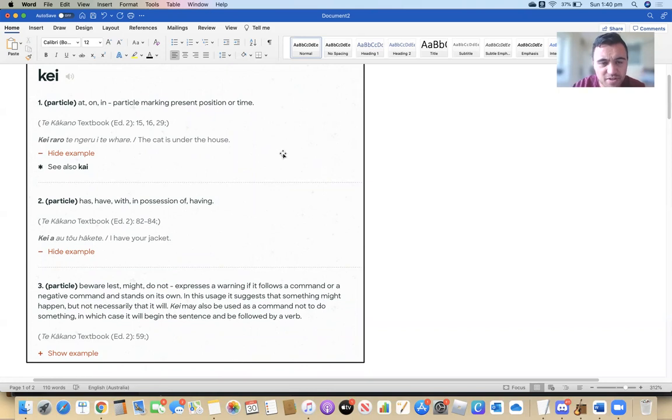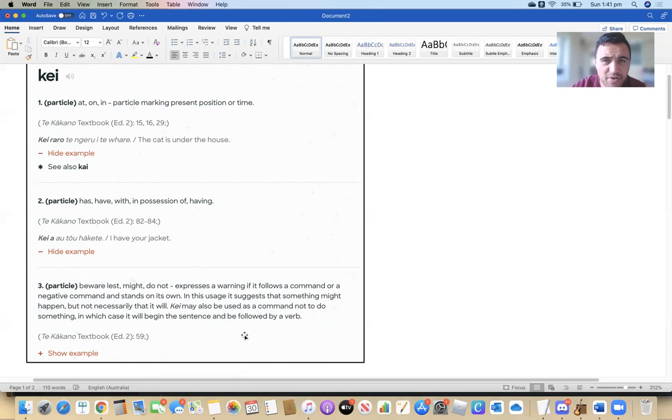But something that you don't often see in textbooks and literacy for beginners anyway, is this definition down here, where kei is a particle. It means beware lest, might, do not. Expresses a warning if it follows a command or a negative command and stands on its own. In this usage, it suggests that something might happen, but not necessarily that it will. Kei may also be used as a command not to do something, in which case it will begin the sentence and be followed by a verb.